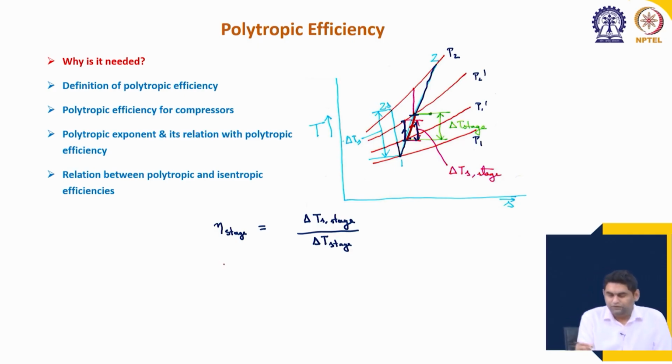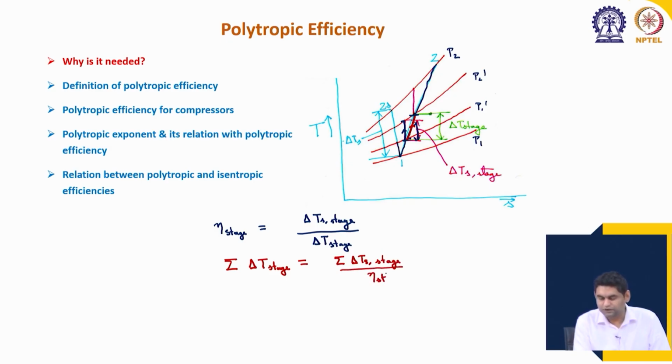Now, for all the processes together, the net change in temperature can be written as the summation of delta T stage over all the stages. This is equal to the summation of delta T s stage by eta stage, where eta stage is the isentropic efficiency of each of the stages. We are assuming equal isentropic efficiency for all stages.